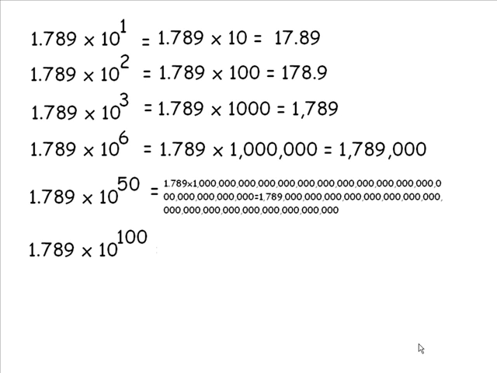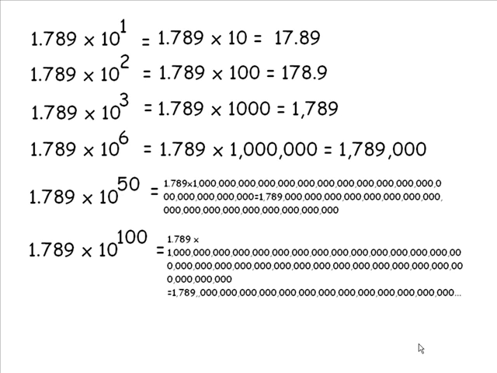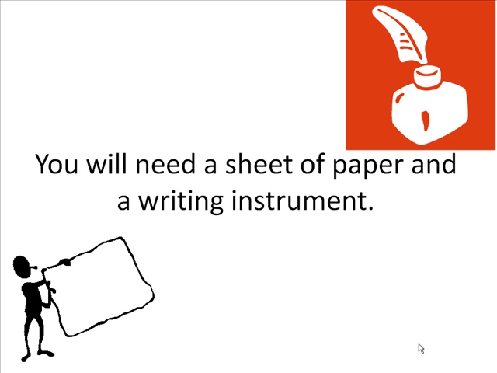When we have 10 to the 50th, we can very shortly write 10 to the 50th instead of writing all of these zeros. Or 10 to the 100th just gets ridiculous. So writing really large numbers is easily done with Scientific Notation.